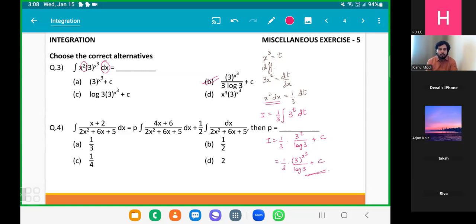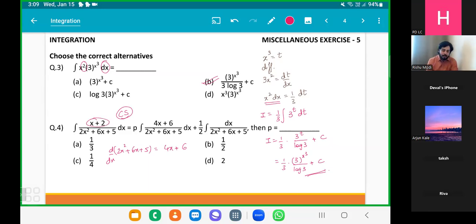Question number 4. X plus 2 upon 2x square plus 6x plus 5 is equal to, and they have separated the question into 2 parts. Right? Now, what is this? This is nothing but of the type CS, which is, in our terms, completing the square. So this is completing the square where we find the derivative of the denominator and adjust the numerator accordingly. So the derivative of the denominator will be what? The derivative of 2x square plus 6x plus 5 is equal to 4x plus 6.